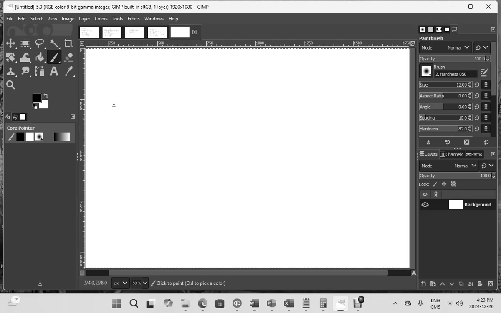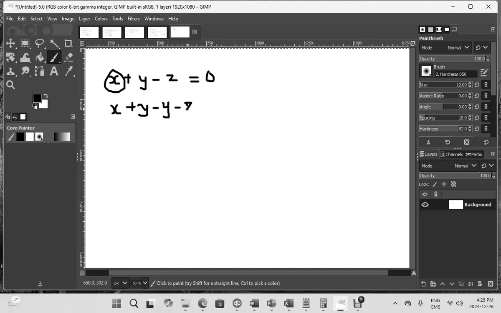All right, now let's move on to something a bit more complicated. Let's try 3 variables over here. x plus y minus z equals 0. Now you want to solve for x. You will need to subtract y on both sides as well as z.